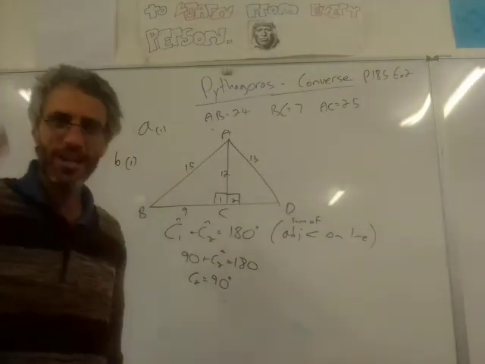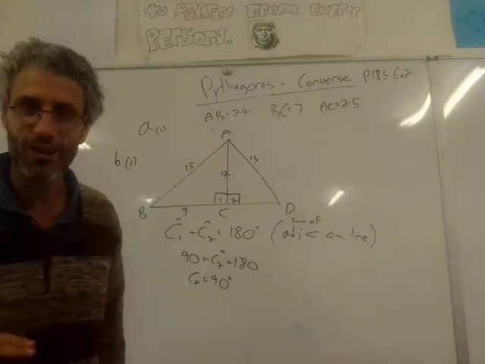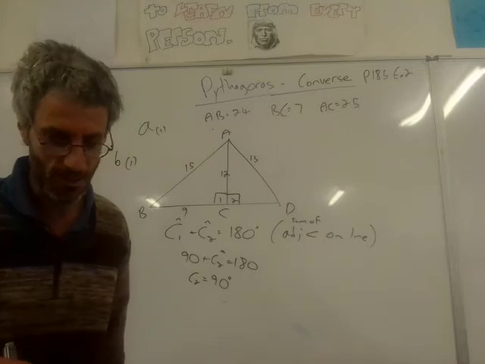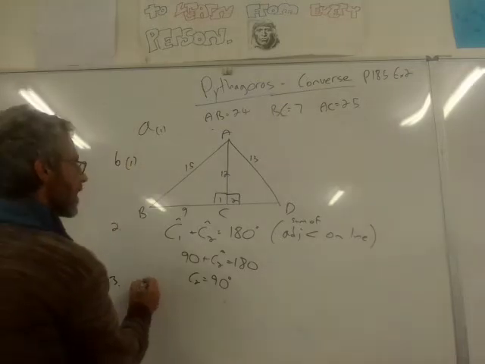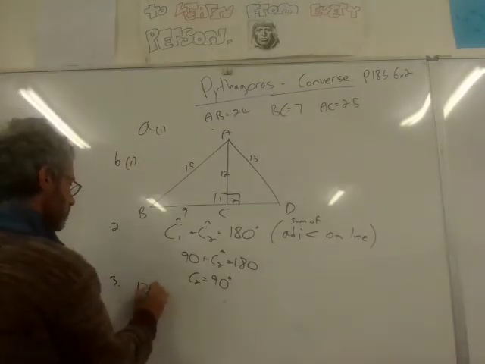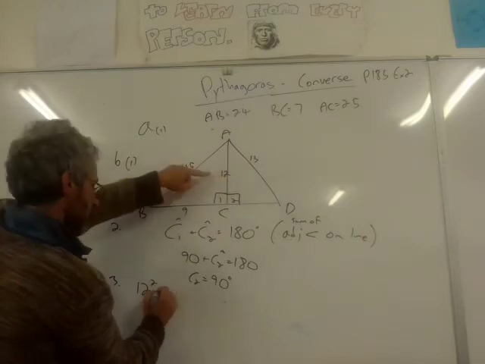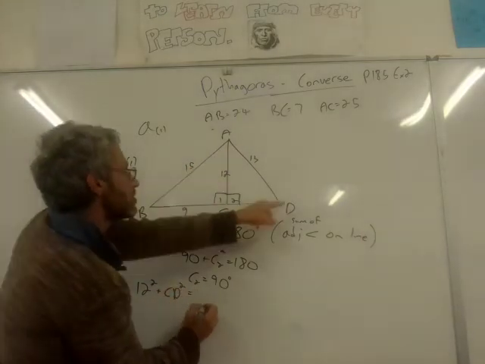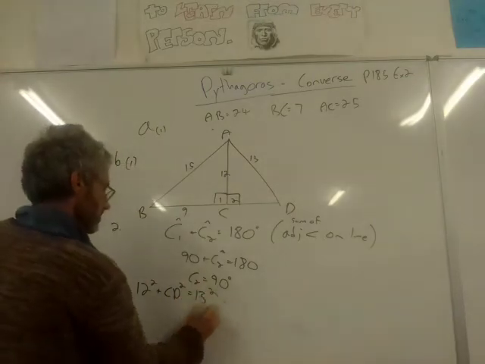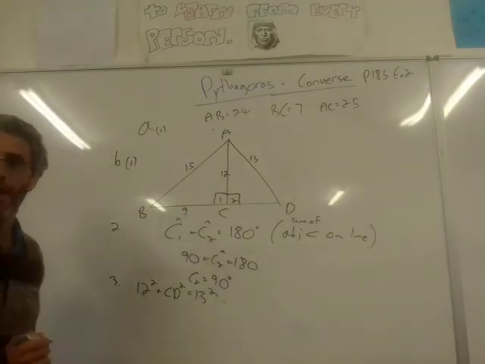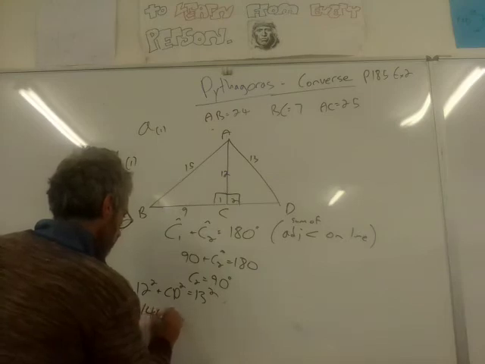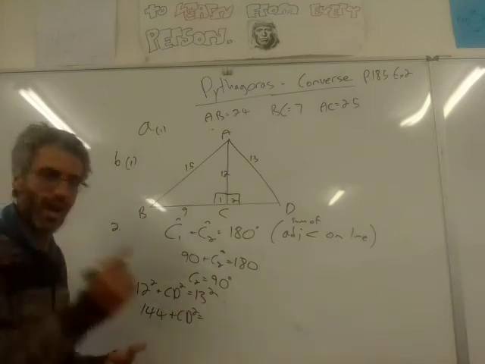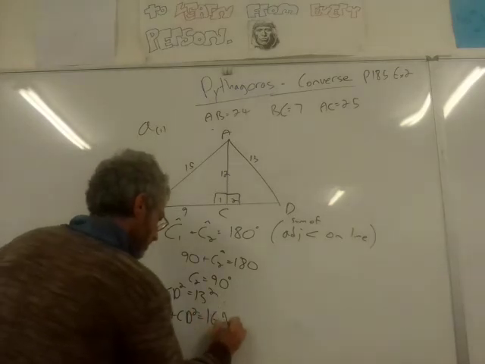So now I can do what I did in the first lesson. I'll use Pythagoras theorem. Not the converse Pythagoras, but the Pythagoras theorem. So I'm going to write down 12 squared, that's one side, plus the other side squared, CD squared, equals 13 squared. 12 squared is 144, plus CD squared, equals 13 squared, I think it's 169.